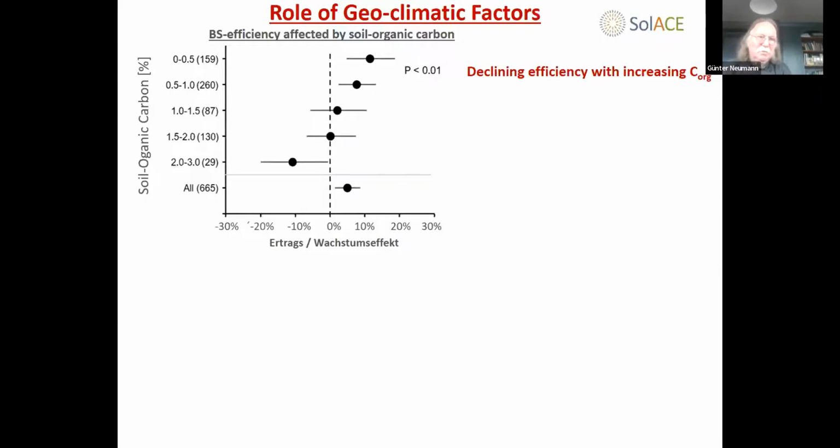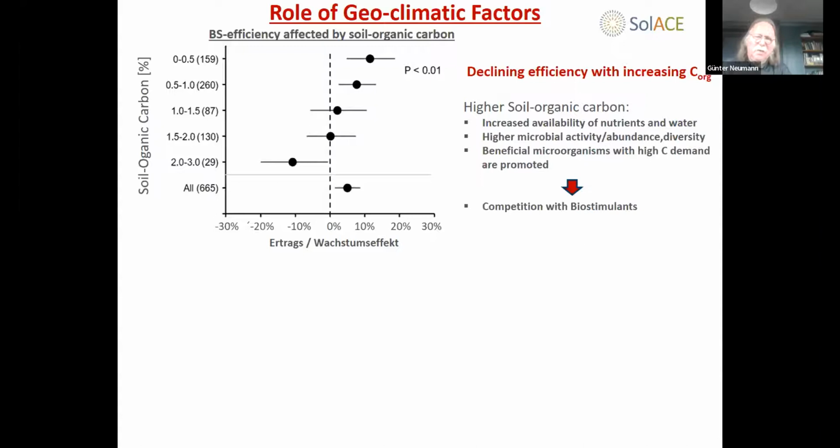In the meta study, we saw, for example, a clear declining efficiency of the application of microbials with increasing organic matter content in the soils. We know that higher soil organic carbon is frequently associated with higher availability of nutrients and water, and also a higher microbial activity and abundance. And of course, these are all effects which are counteracting the additional benefits we can expect from biostimulants.